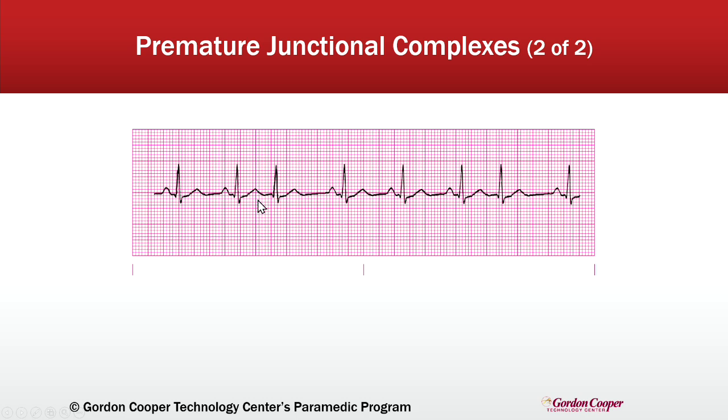Remember, it can be either hidden or inverted. It actually can be back here also after the QRS. So this would be a sinus rhythm with a PJC. Actually PJCs, because we see the second one down here as well.